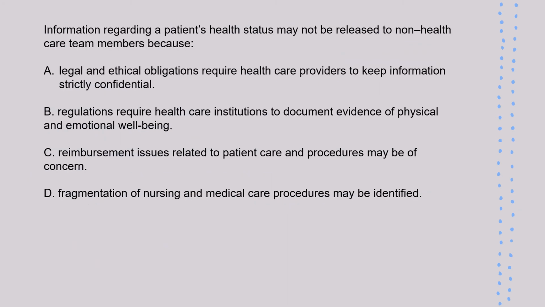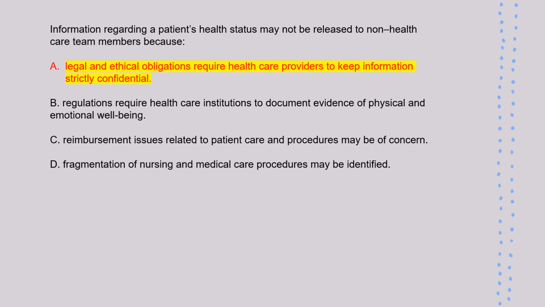Information regarding a patient's health status may not be released to non-healthcare team members because A. Legal and ethical obligations require healthcare providers to keep information strictly confidential. B. Regulations require healthcare institutions to document evidence of physical and emotional well-being. C. Reimbursement issues related to patient care and procedures may be of concern. D. Fragmentation of nursing and medical care procedures may be identified. Answer A. Legal and ethical obligations require healthcare providers to keep information strictly confidential.